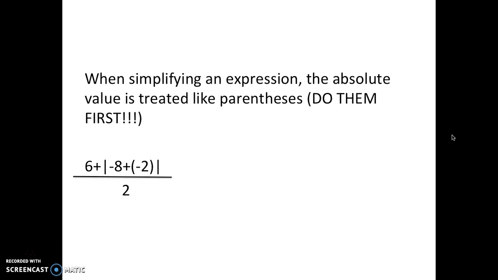So we are saying treat the absolute value as you would treat parentheses. So do them first. So in my example down here, we have 6 plus absolute value of -8 plus -2 all over 2, or all divided by 2. So you would solve -8 plus -2 first before you do the absolute value of that answer before you would add 6 in that answer. So I want you guys to try that. Try that on your own. Try to solve that on your own. Pause the video and try to solve this.